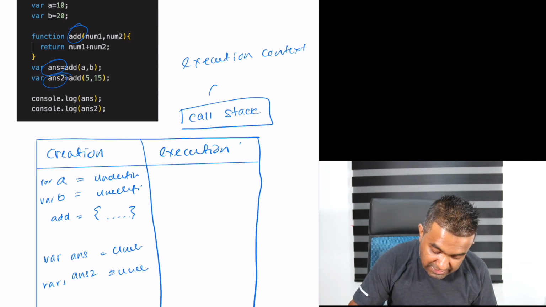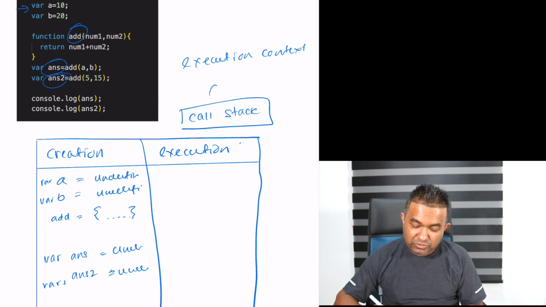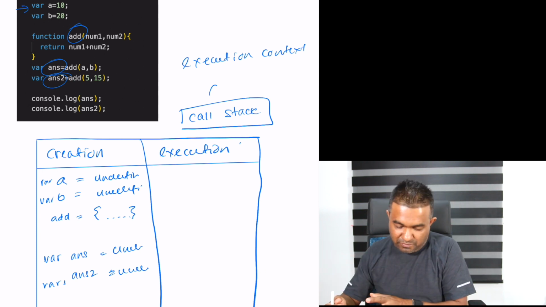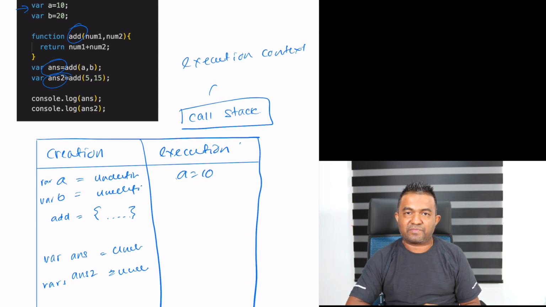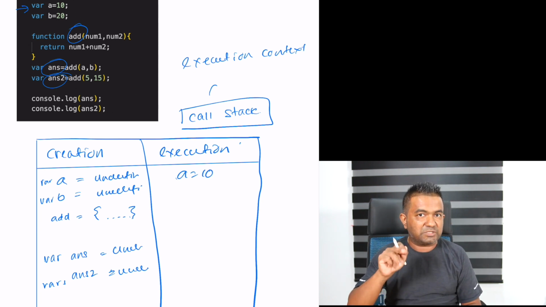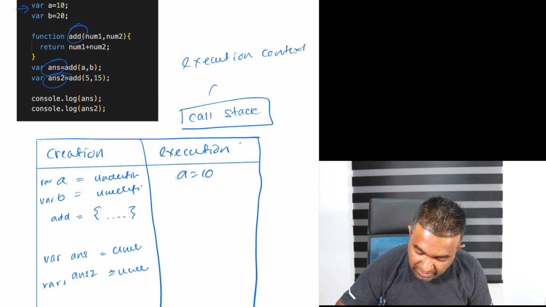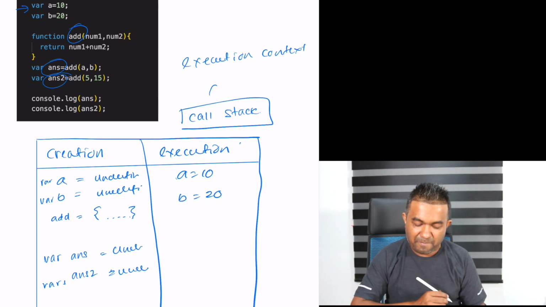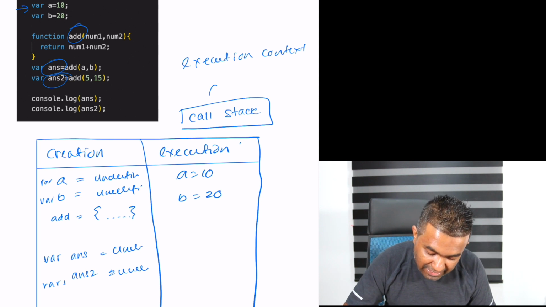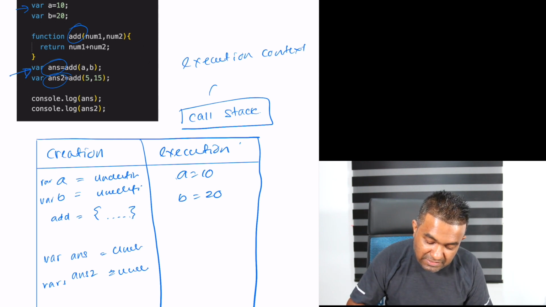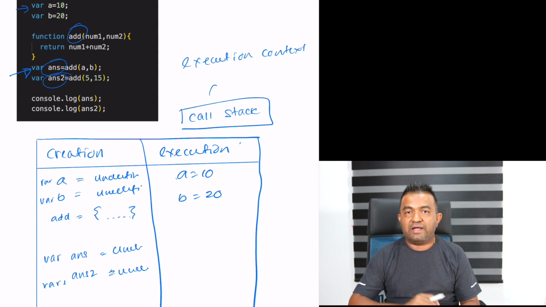So now it is in this line. Now what happens in the execution phase? It says A equal 10. I'm going to run this program and show you this. And then B equal 20. So now in this line, what happens is we say ans equal add.